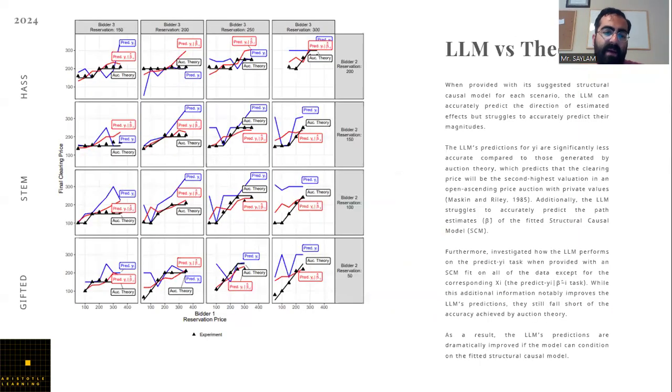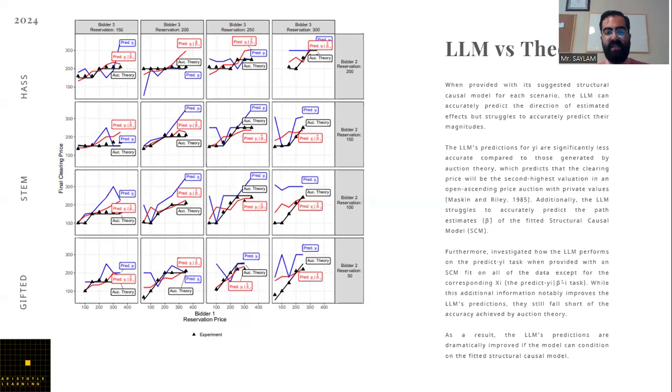To exemplify LLM versus theory in this plot, the columns represent different reservation values for bidder 3 in a particular simulation, while the rows represent different reservation values for bidder 2. The y-axis represents the clearing price, and the x-axis lists bidder 1's reservation price. Black triangles track the observed clearing price in each simulated experiment. Also, the black line depicts predictions made by auction theory.